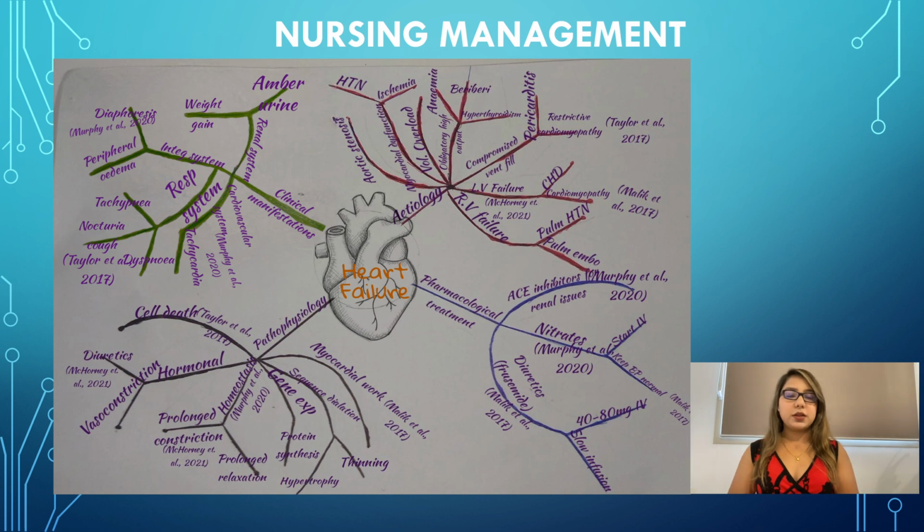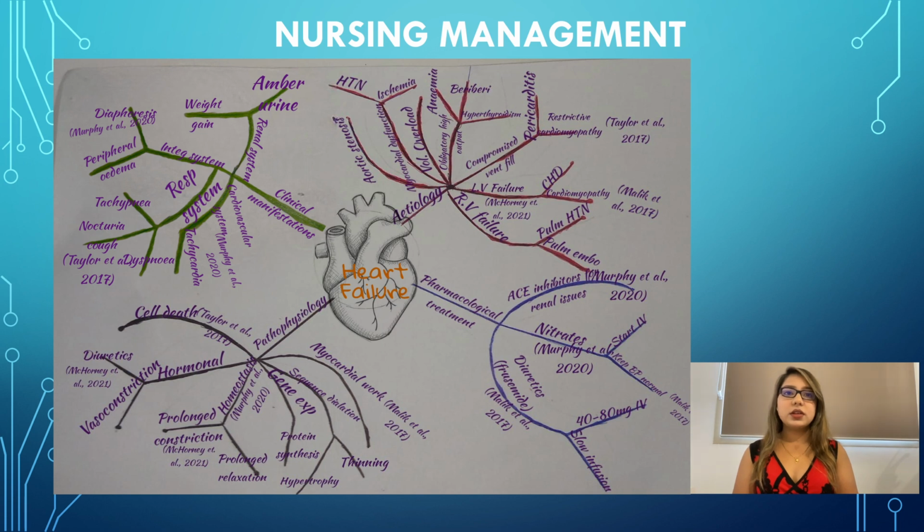Nursing management. The first nursing management plan for Mr. Cavalry is relieving fluid overload symptoms as evidenced by rapid weight gain, 1.5 kilos since admission, edema, and shortness of breath. The nurse should monitor for signs and symptoms of fluid and electrolyte imbalances as per the patient's symptoms, oxygen saturation, and ABGs. The nurse should provide oxygen.